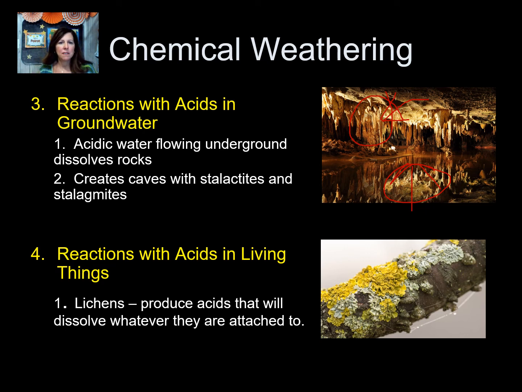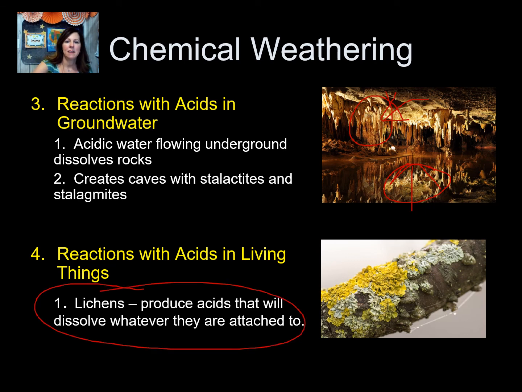We also can have chemical weathering when we have a reaction with acid that's in living things. For example, in this picture, you can see lichens. This is like a moss type that will grow on rocks, and as it grows, it secretes an acid that will eventually break down the rock. It'll form cracks, and it can dissolve different rocks, so it changes the substance.